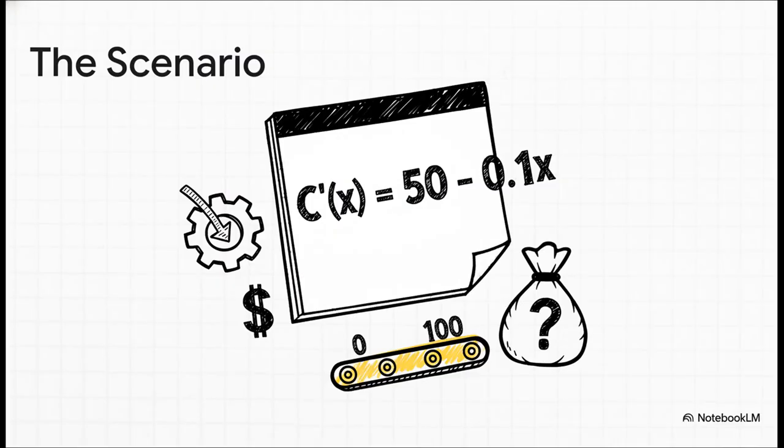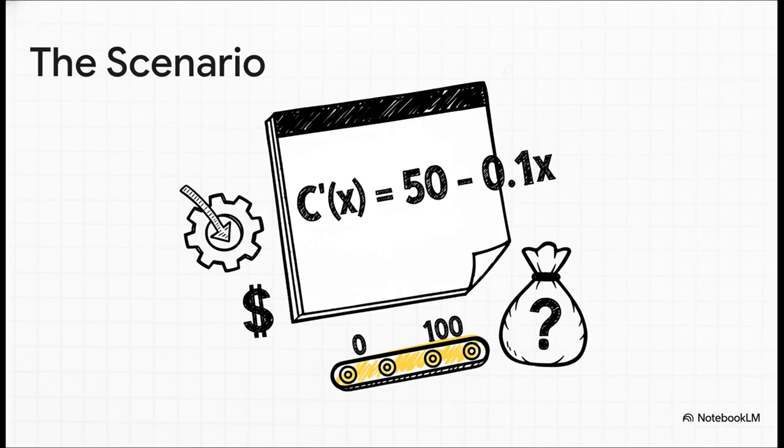So here's the info the CFO gives you. The engineering team has figured out that the marginal cost, that's C prime of x, the cost to make the x item, is given by this function, 50 minus 0.1x. Okay, let's break that down. This tells us the very first item, when x is basically 0, costs about $50 to make. But for every single additional unit you produce, the cost of that specific new unit drops by 10 cents. It's a perfect model for that learning curve effect.